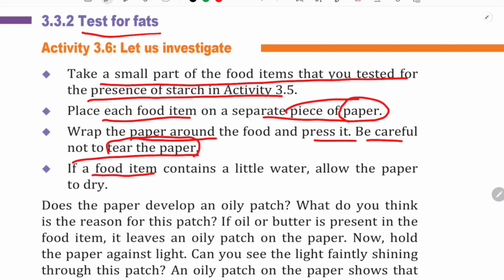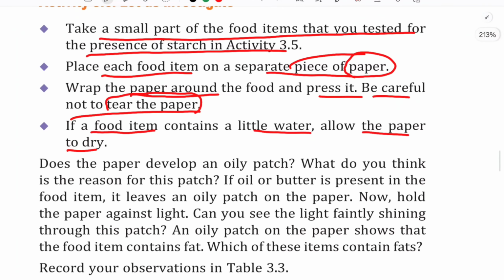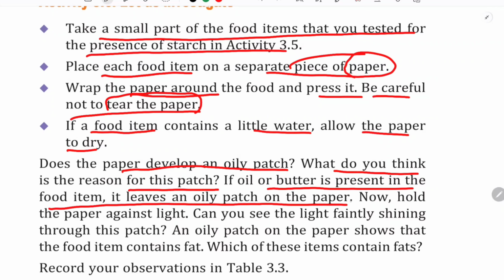You should not be tearing the pages. So if a food item contains a little water, allow the paper to dry. So if any of the food items that you have taken to test are a little wet, then allow them to dry, otherwise you will not find out whether there is a presence of fats or not. So does the paper develop an oily patch? What do you think is the reason for this patch? If oil or butter is present in the food item, it leaves an oily patch on the paper.